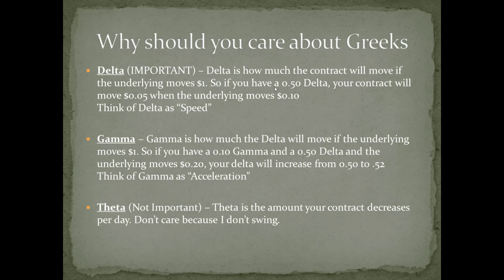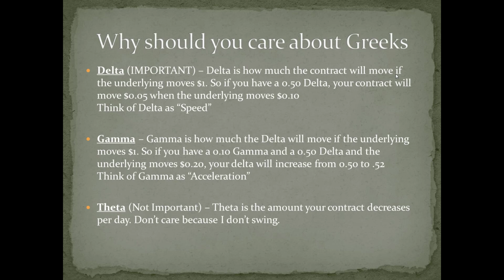So delta is how much the contract will move if the underlying moves $1. So if you have a 50 delta, or a 0.5 delta, and your underlying moves 10 cents, your contract is going to move 5 cents because you have a 50 delta. So that equates to 50 cents per contract on a dollar move.